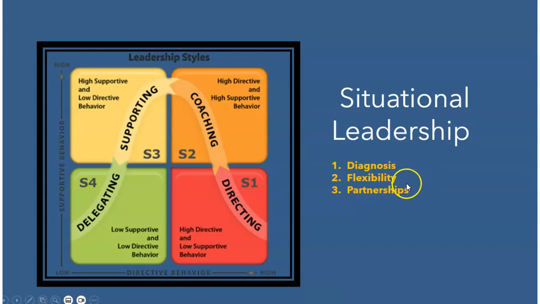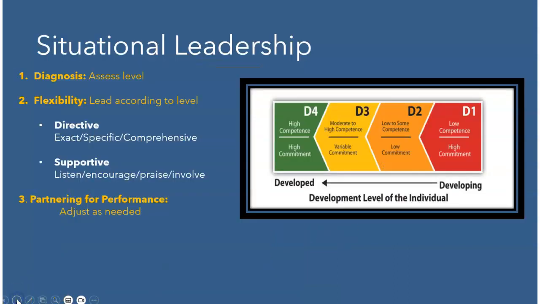And then you're flexing your leadership according to that individual and the task before them and partnering with them moving forward. So let's put this together, okay? So as a situational leader, your first step is to diagnose, assess. So if I have a brand new hire who's never worked on a sales team before, these folks are kind of my bread and butter, right?